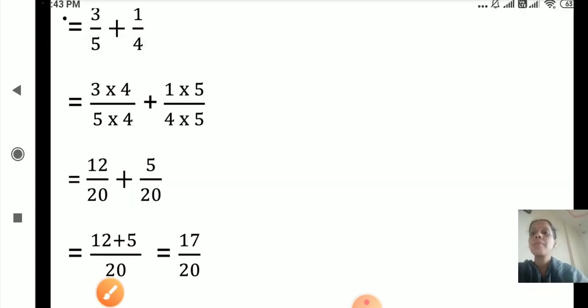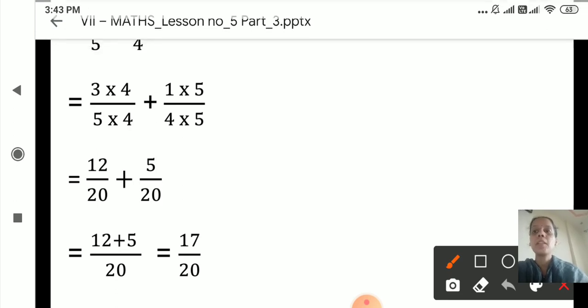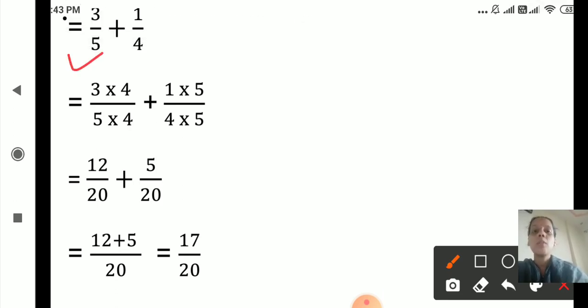So 3 upon 5 plus 1 upon 4. Now see here, for doing addition of rational numbers, we always need the denominators to be equal, then only we can do the addition, right? So how will you make the denominators equal? For this sum, 3 upon 5 plus 1 upon 4, we will do the cross multiplication. I hope all of you remember the method of cross multiplication.